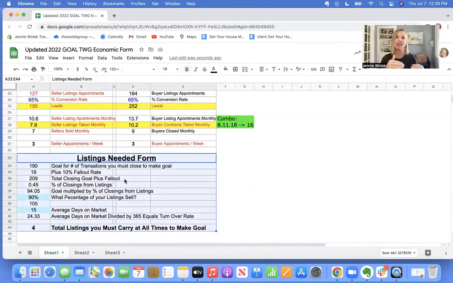Now, here's the other fun part about the listings needed part. So again, you're going to plug in your numbers. Like, what's your average days on market? What is the percentage of fallout that happens as well? So some of these are just automatically put in there. But whenever you get down to it, then you know how many listings you need to take. And then you know how many listings you need active at all times. So this would be your seller listings. And if you don't have that number of active listings, well, you got to go take a listing because that helps you achieve your goal.